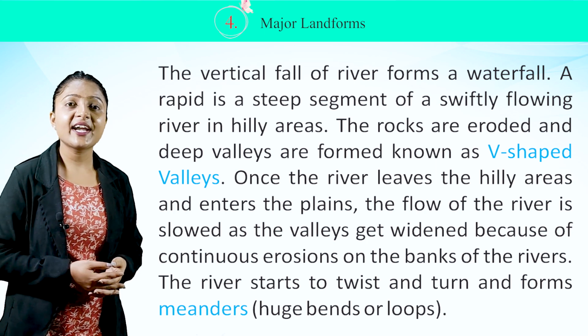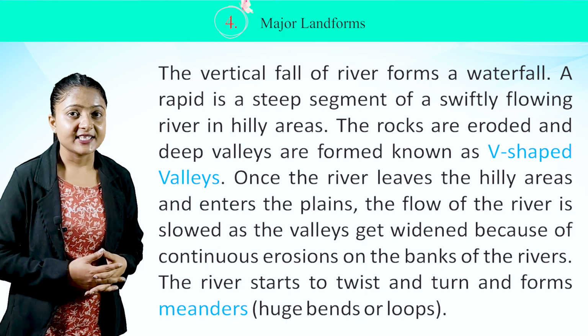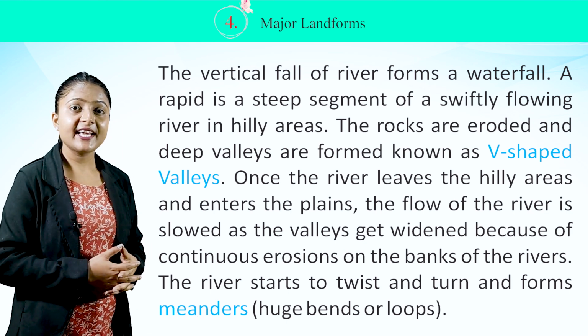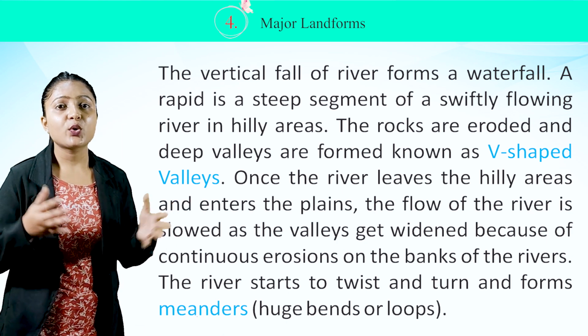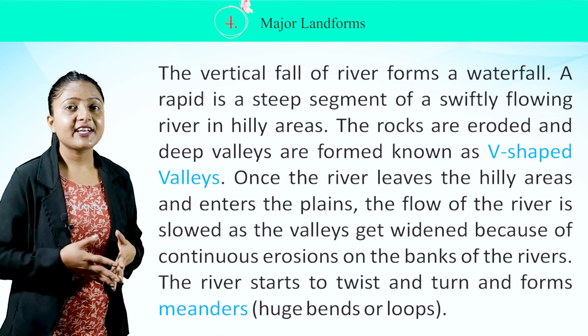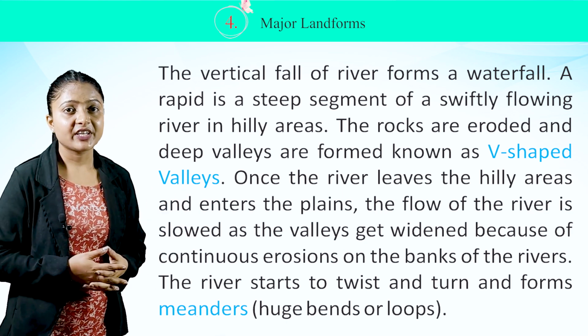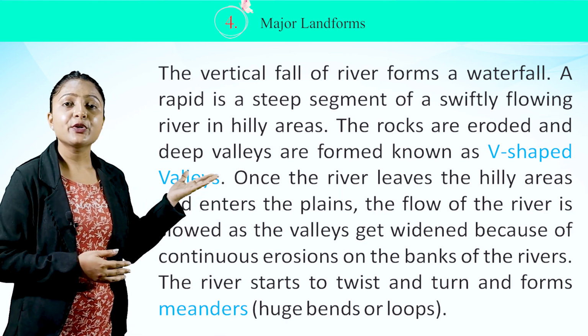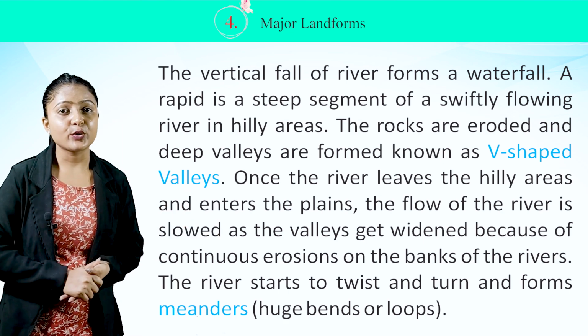The rocks are eroded and deep valleys are formed, known as V-shaped valleys. Once the river leaves the hilly areas and enters the plains, the flow of the river is slowed as the valleys get widened because of the continuous erosion on the banks of the rivers. The river starts to twist and turn and forms meanders, huge bends or loops.